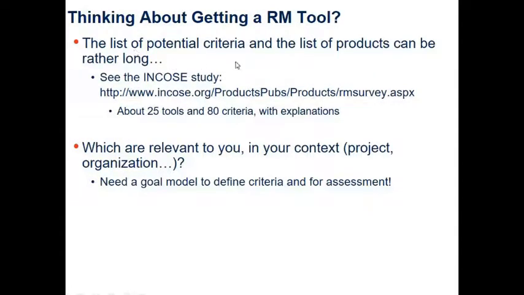The list of potential criteria and the list of products can be rather long, right? So you have these studies that you can refer to, where about 25 tools and 80 criteria with explanations are given. So you basically have to see which are relevant to you and to the context, to the project, and to the organization or the software engineering team. You need a goal model to define criteria and for assessment.